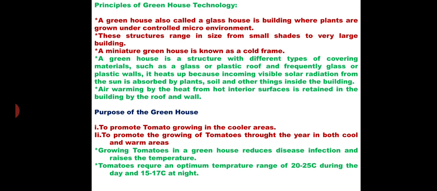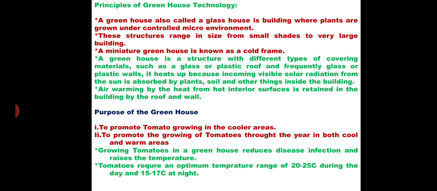Fourth point, a greenhouse is a structure with a covering material such as a glass or plastic roof and frequently glass or plastic walls. It heats up because incoming visible solar radiation from the sun is absorbed by the plants, soil and other things inside the building. Air warmed by the heat from hot interior surfaces is retained in the building by the roof and walls.